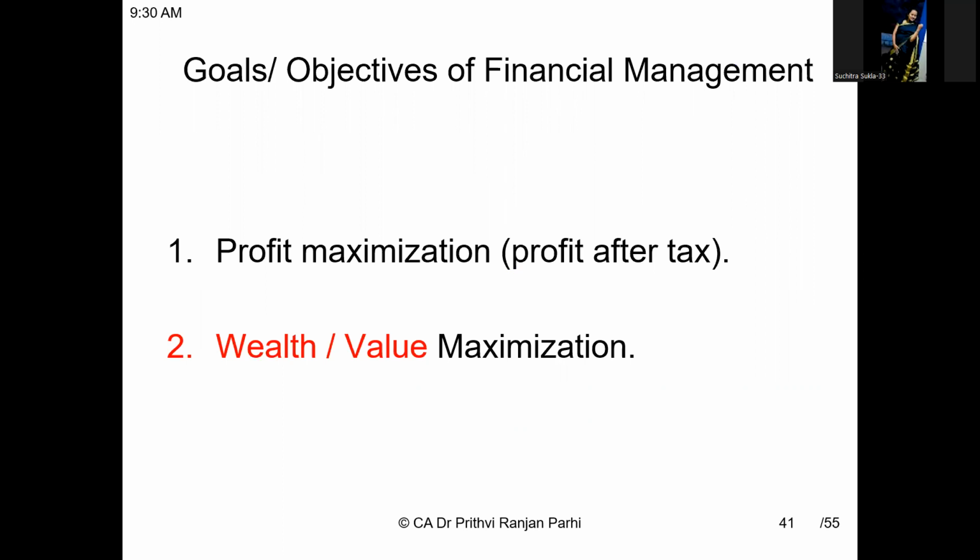Now, let us come to the next aspect. The next aspect is the goal or objective of financial management. If you look at your screen, you can find two points appearing. One is profit maximization. That means why you do business. One of the objectives might be to maximize profit. And the second objective is wealth maximization or value maximization. They are different things. One by one, let us discuss this concept.